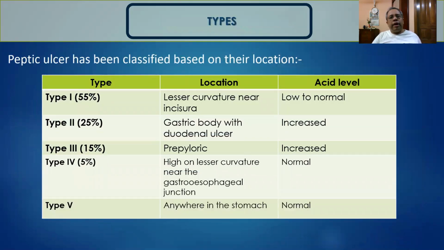Peptic ulcer has been classified based on the location. In some Indian books this classification is written as type 1, type 2, 3, 4, 5, etc. Commonly type 1: the location is lesser curvature near the incisura, and acid level is low to normal. Type 2 is 25% gastric body with duodenal ulcer, acid level increased. But type 3 is a pre-pyloric ulcer, and acid level is also increased. But in case of type 4, high on the lesser curvature near the gastroesophageal junction, here the acid content is normal. But type 5, anywhere in the stomach.